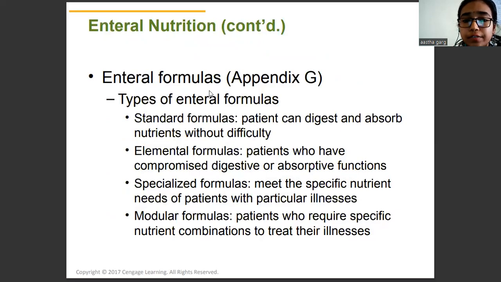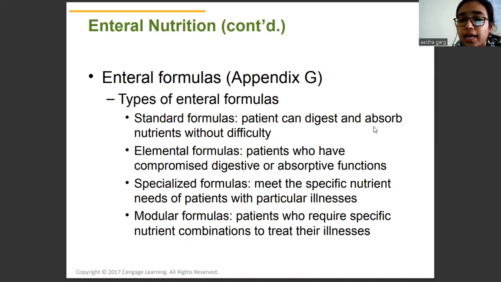Now, what are the different types of formulas that are provided through enteral nutrition? Whenever we are talking about enteral nutrition, we are placing some tubes. So it is certain that the normal food that we are eating would not be given to the patients, because those foods cannot be passed through the tubes. So there are some special types of formulas that are made for these patients. One of them is the standard formula. This standard formula is very similar to the general food that we are eating.